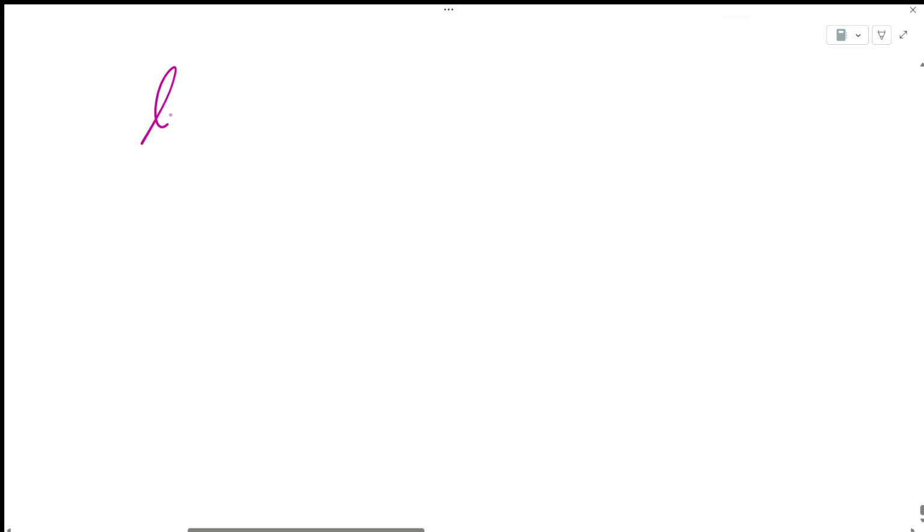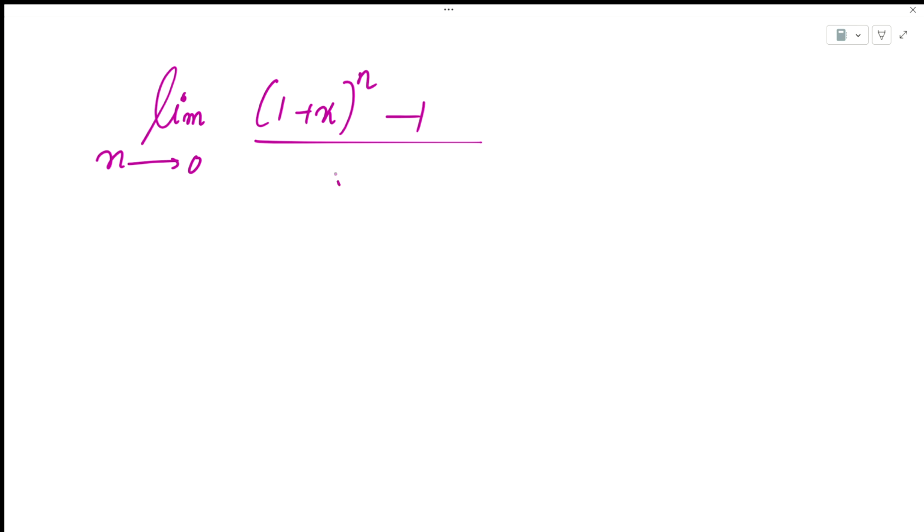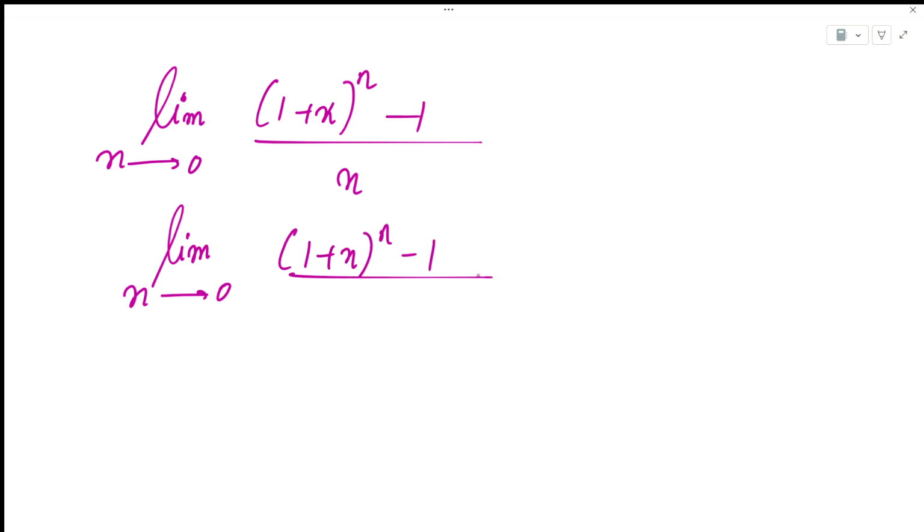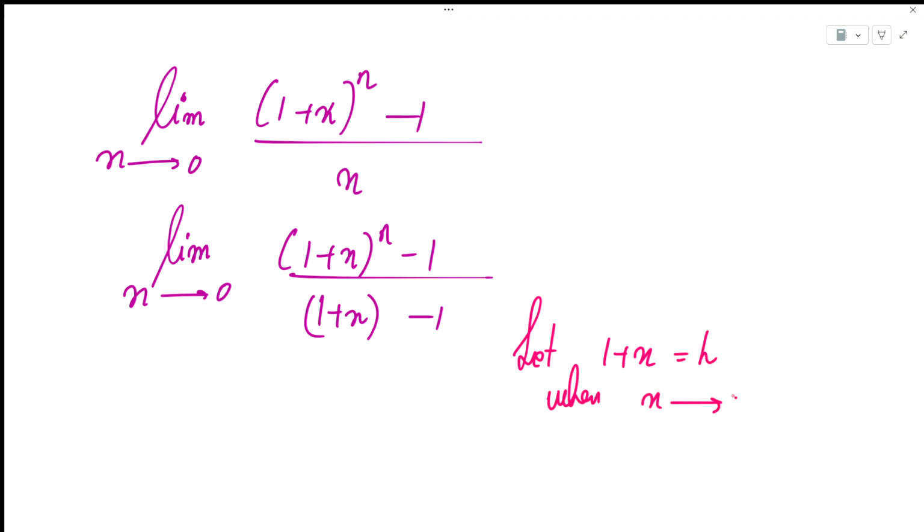limit x tends to 0, (1 plus x) to the power n minus 1, divided by x. Okay, see, can I write x as 1 plus x minus 1? You know, of course I can write. Now see, if you let 1 plus x is equal to h, so when x tends to 0, h will obviously tend to what? 1, because if you plug in x as 0, 1 plus 0 is what?